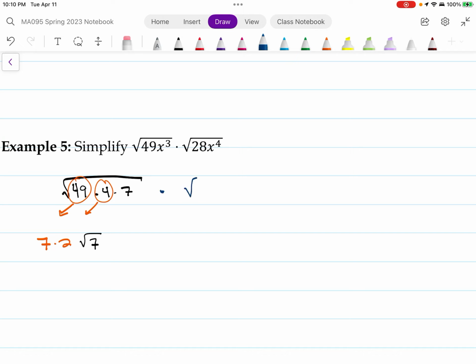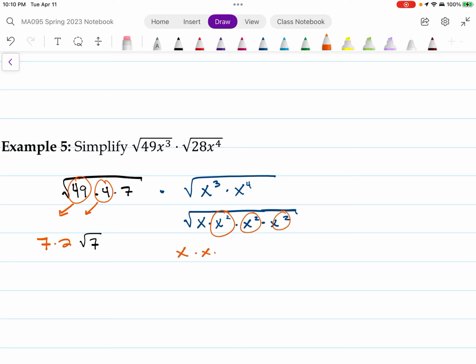So I've got the square root of x cubed times x to the 4th. Let's break this apart so we can get perfect squares out of it. So this is going to become x times x squared, that's the x cubed. And then x to the 4th is x squared times x squared. So if I square root this, how many x's, perfect x's, come out? Right, that's that one and that one and that one. So I get x times x times x.